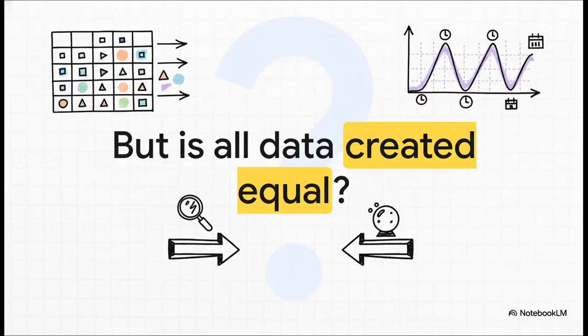So that brings us to the big question. Is all data really created equal? And the answer is a hard no. Absolutely not. See, the type of data you have, its fundamental personality, is what tells you exactly how you can model it and what kind of future it can actually predict.